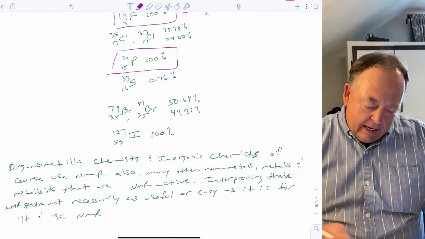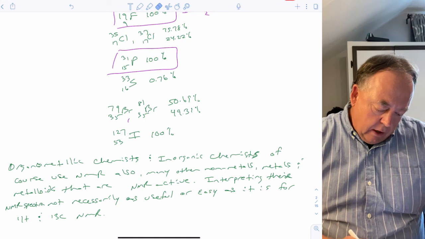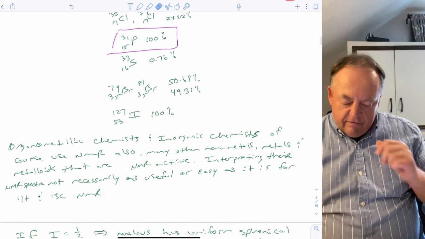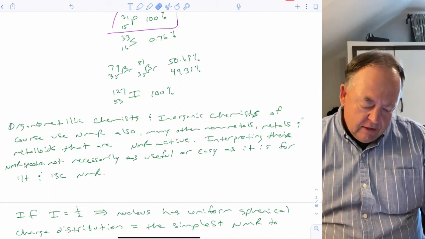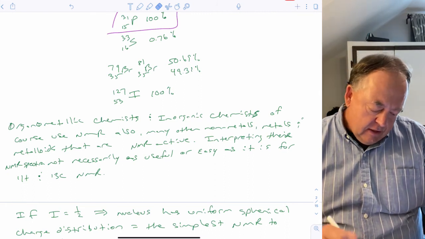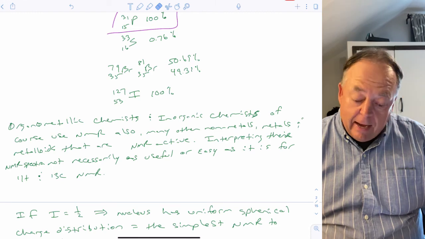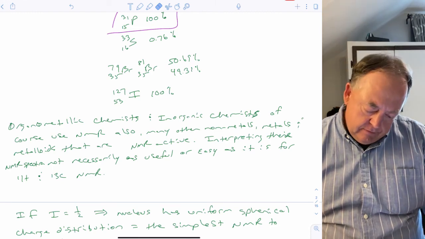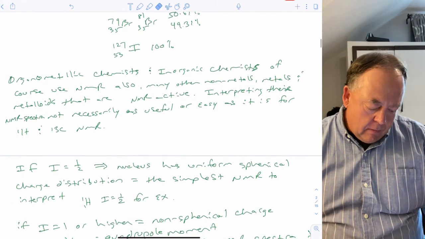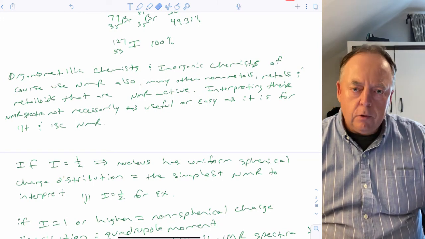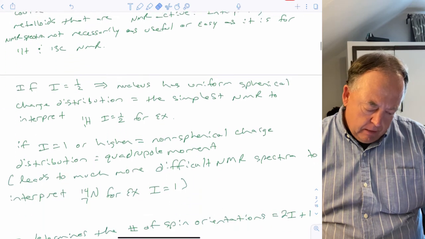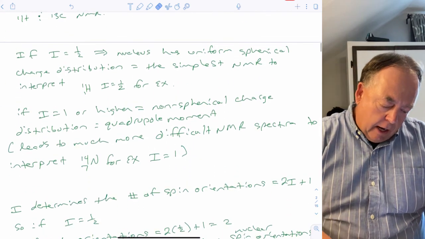And bromine and iodine are all NMR active as well. So obviously organometallic chemists and inorganic chemists can use NMR as well. So there are many other non-metals or metalloids or metals that are NMR active. But interpreting their NMR spectra may not be as easy or as useful as it is for carbon and proton NMR. So one of the reasons behind that is the I value.